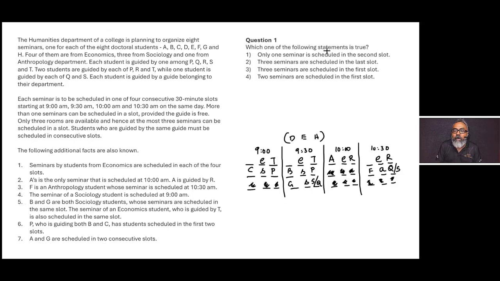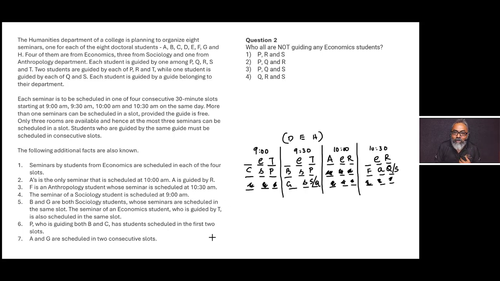Let's look at question number 1. Which of the following statements is true? Only one seminar is scheduled in the second slot. No, 3 seminars are scheduled in the second slot. 3 seminars are scheduled in the last slot. 2 seminars are scheduled in the last slot. 3 seminars scheduled in the first slot. 2 seminars scheduled in the first slot. The answer to the question is 2 seminars scheduled in the first slot. Done. We got 3 marks.